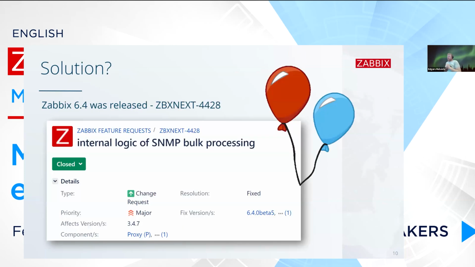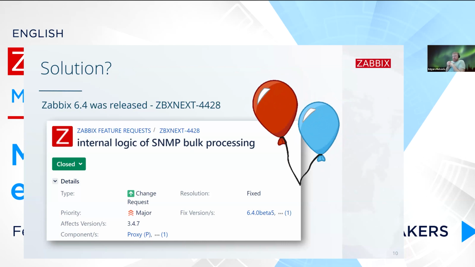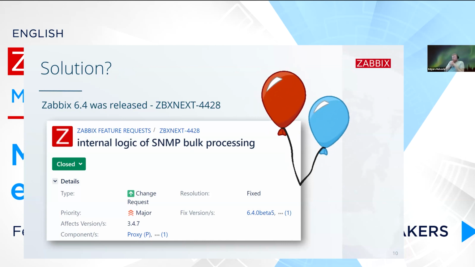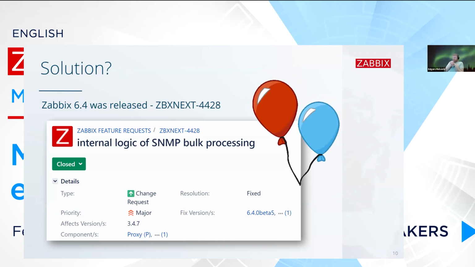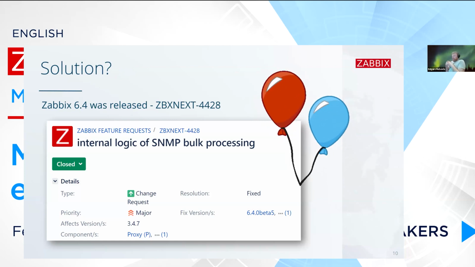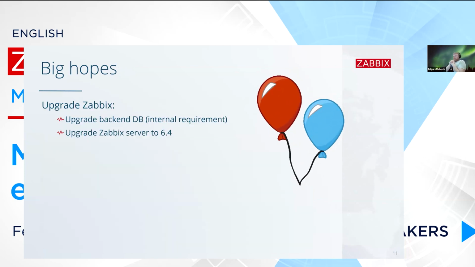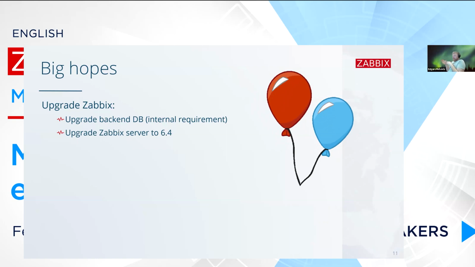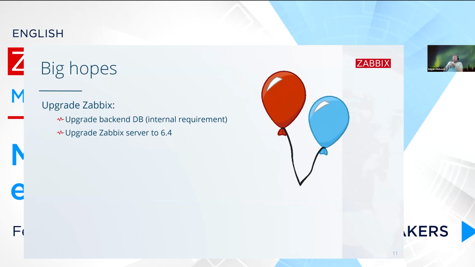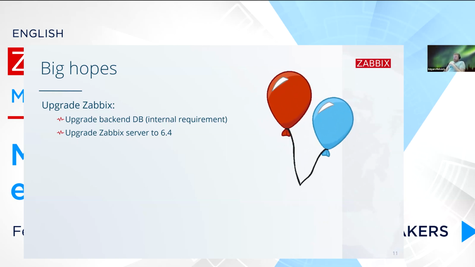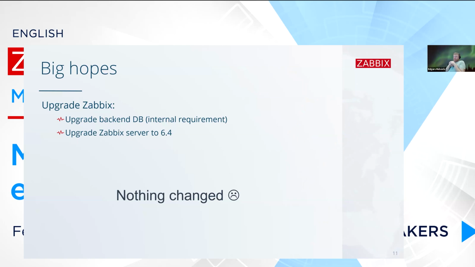So 6.4 came out, with this new wonderful feature of SNMP bulk processing. We did not move to it immediately as it came out. We waited a bit, maybe some bugs should be resolved. There were some bugs, but we were planning for it. They also needed to upgrade the database. That was an internal requirement; they needed a different version, which was now standard in that company. After they finally did that, we upgraded Zabbix server to 6.4. And initially, nothing changed, because with the existing config, it just continues to work the same way.